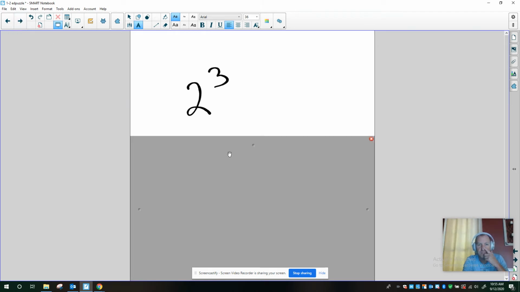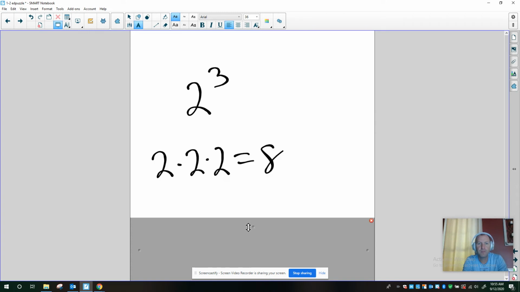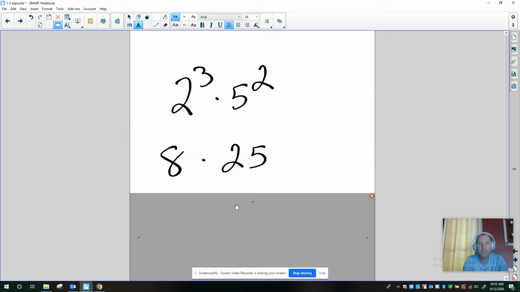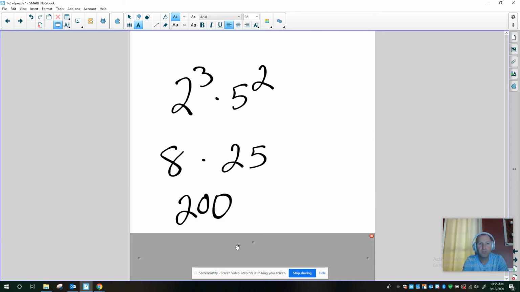Okay, going in reverse. 2 to the third, we're going to evaluate, which is 2 times 2 times 2. There are three bases here, and that would equal 8. 2 to the third times 5 to the second. Remember PEMDAS, you're going to do the exponents first. 2 to the third is 8 times 5 to the second, which is 25. Then we can multiply them together once the exponents are computed to become 200.